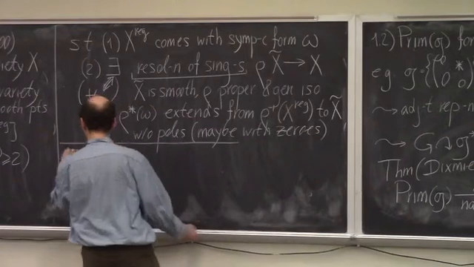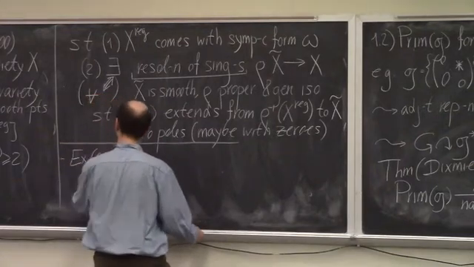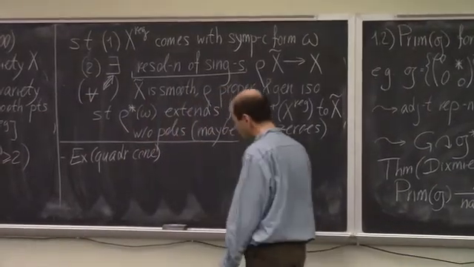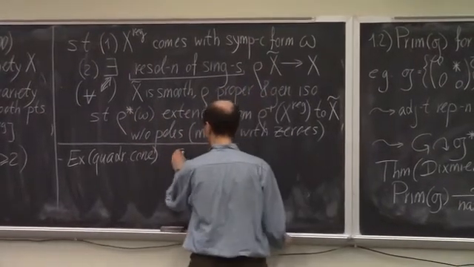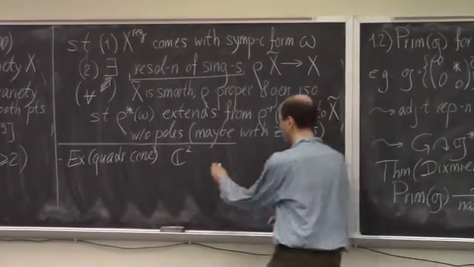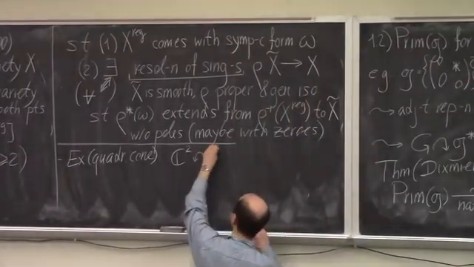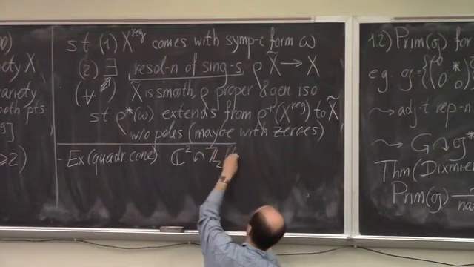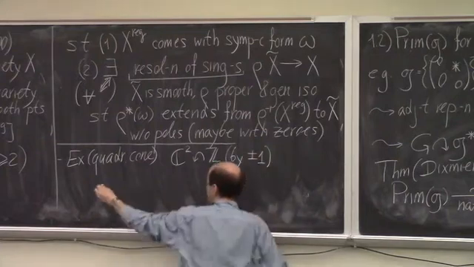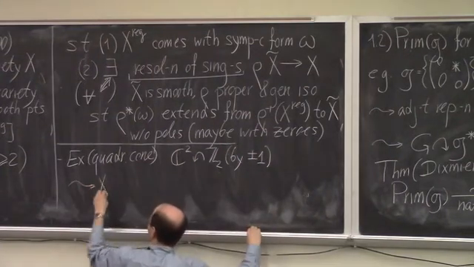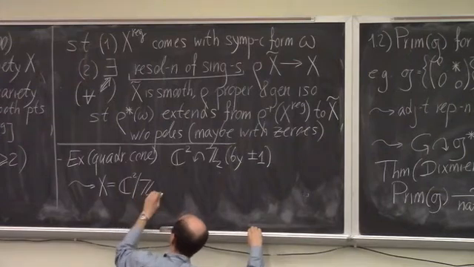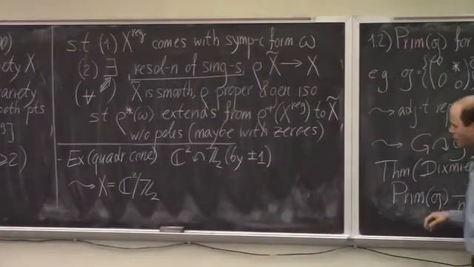And the example is going to be a quadratic cone. So I start with the two-dimensional vector space C2, and I consider an action of the group of two elements, Z2, just basically by multiplying by plus and minus 1. And then I look at the quotient. My X will be C2 mod Z2. Okay? So how can I understand this quotient better?